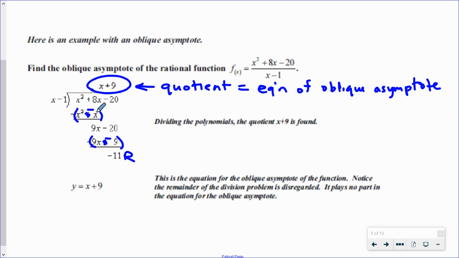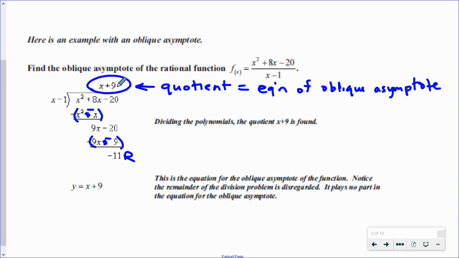When I subtract those, I end up with 9x. Okay, 8 minus -1 gives me 9x. x goes into 9x 9 times, so 9 times x is 9x. 9 times -1 is -9, and when I subtract, I get a remainder of -11.